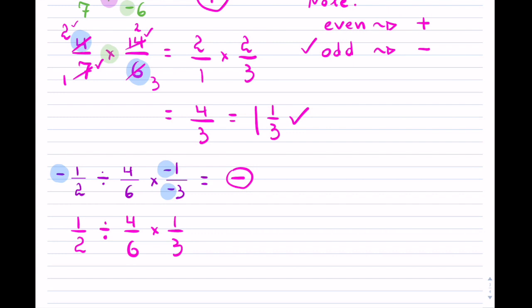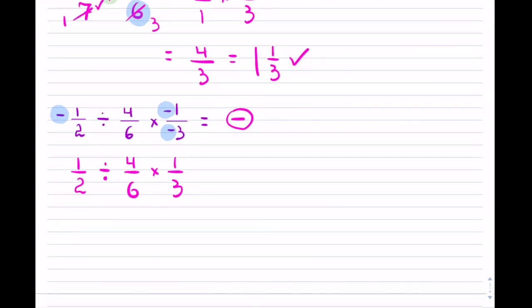Step number 2, any mixed numbers? There are none. Step number 3, any divisions? Aha, there is a division. So change division to multiplication. 1 over 2, so this changes to multiplication, and that means that I need the reciprocal, and it's only the reciprocal of the fraction right next to it. The rest remains the same.